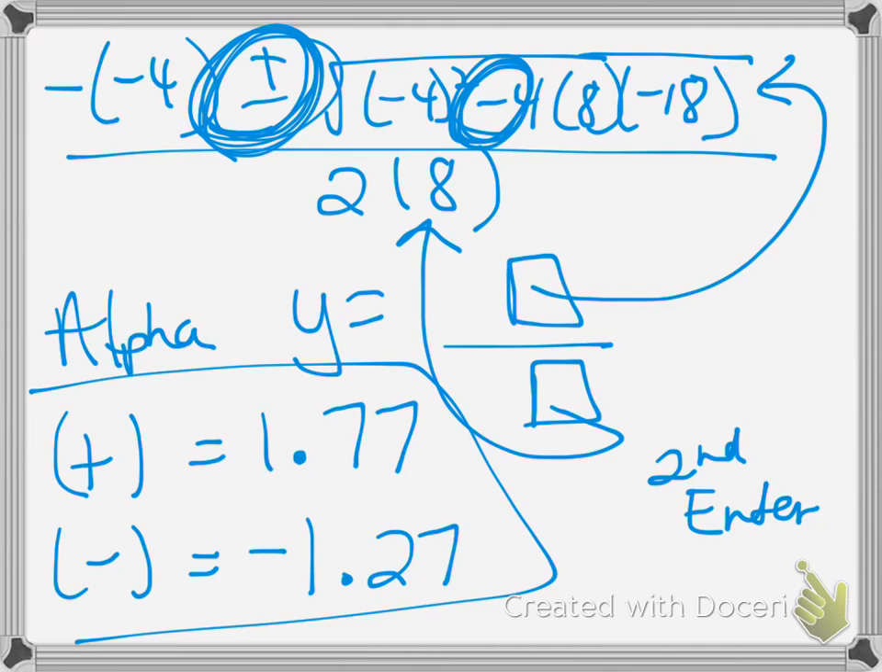-1.27. So that is what x ends up equaling. X equals 1.77 and -1.27. So if you need any help with typing it into the calculator or whatever, just let me know. I'd be happy to help you in class to be able to go over how to actually utilize the calculator to type it.